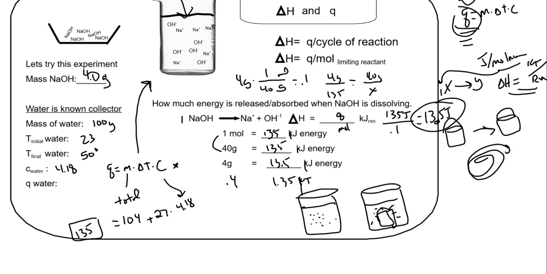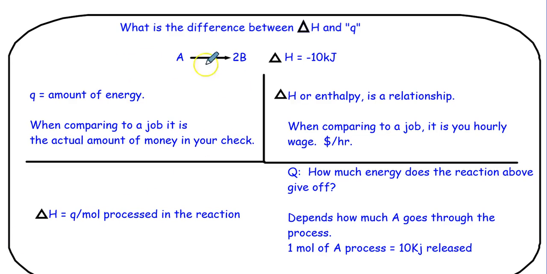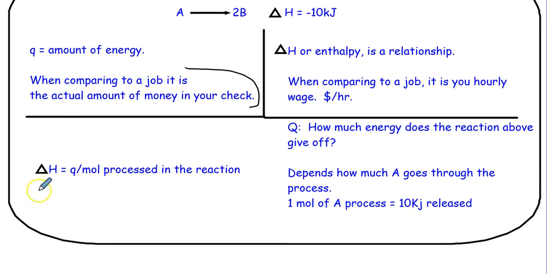All right, next one. Again, I'm going to reiterate here, what is the difference between delta H and Q? Here's a pretty good analogy. When comparing a job, the actual money on your check is the Q, whereas your dollars per hour is your delta H. So it's a process. How much money do you make? Well, it depends how many hours you work.